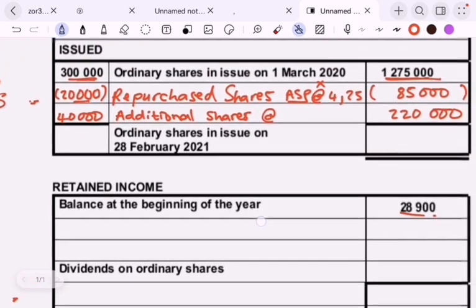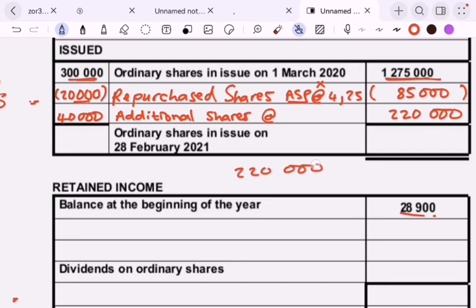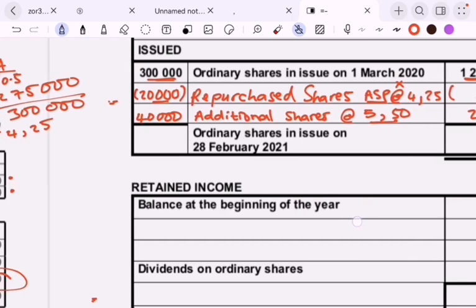So how would you know the price per share of these shares issued? It's simple. You just take your 220,000 and divide it by your 40,000. So 220,000 divided by 40,000, and I'm going to get my beautiful R5.50. So these shares were sold at R5.50 per share. This is how much they are worth. Beautiful. So now what is left is for us to calculate our end balances.